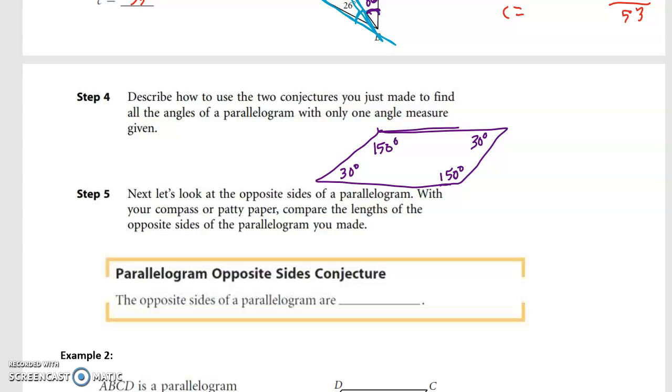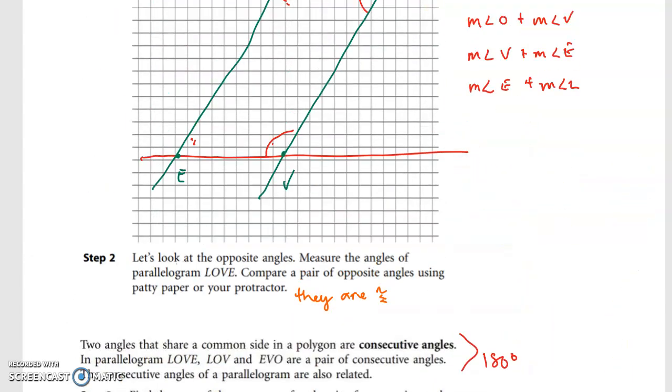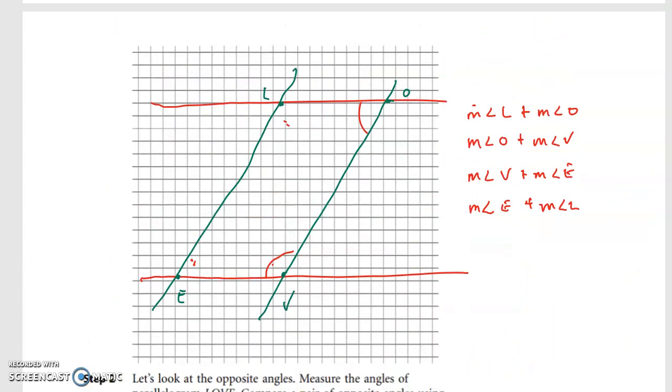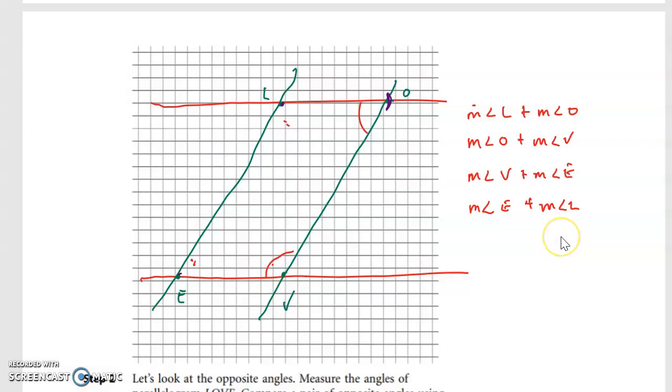Step 5. Let's look at the opposite sides of the parallelogram. With your compass or patty paper, compare the lengths of the opposite sides. We need to go back up to our parallelogram, LOVE. Go ahead and take your compass and put the stylus here and open up your compass so it touches point O. Then compare that to this. You should notice they're congruent.